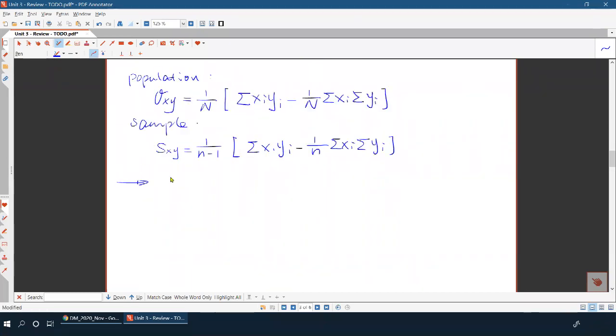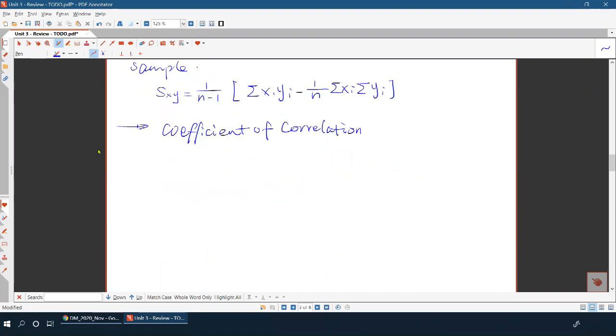Okay, next, we studied how to calculate the coefficient of correlation. Again, for population, we use rho, which is sigma xy divided by sigma x divided by sigma y. For sample, the coefficient of correlation is defined as sxy divided by sx and sy. Okay.